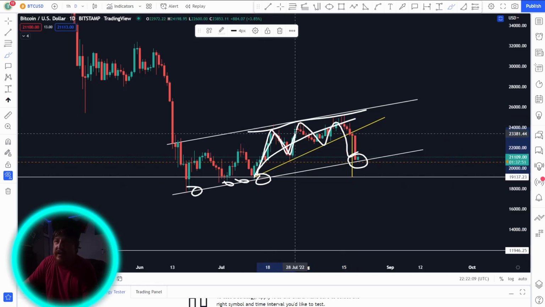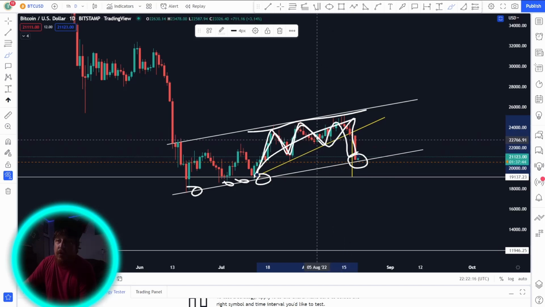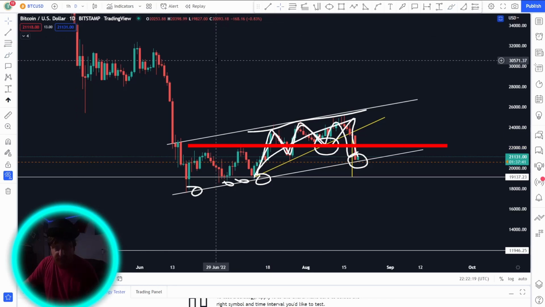You have swing, swing, swing. So the way I look at this is I actually started shorting once we put in a lower low than this area. Let me kind of clear some of this back up again so you can see what I'm saying.